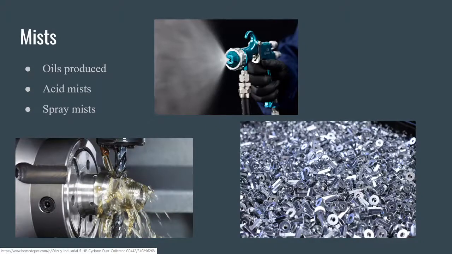Next one is mist. This can be caused from the oils produced from cutting or grinding, and then acid mist is caused by electroplating. And the other mists that are caused are the spray mist from a spray finishing booth when you're working with wood or anything like that. Like high schools have workshops and they have a paint booth or a finishing booth that has a ventilation system that collects all the fumes and mist from these spray guns.